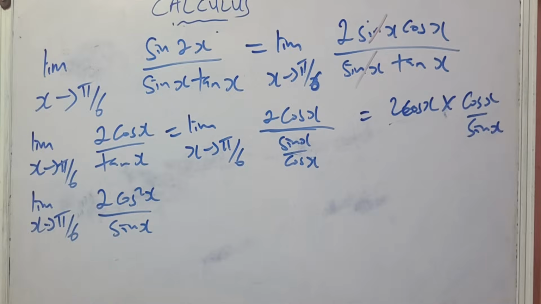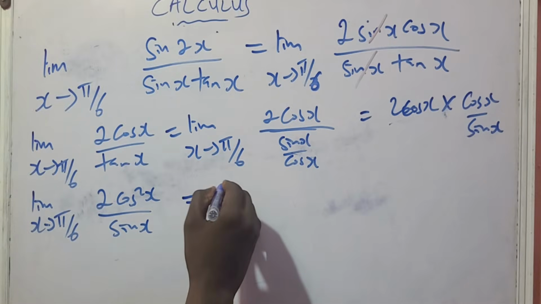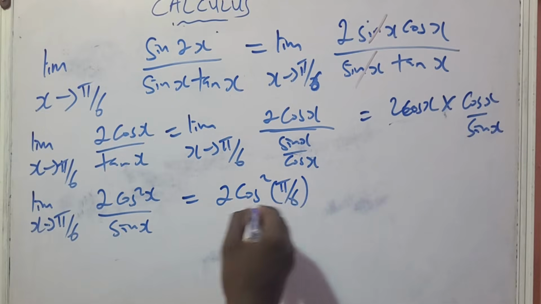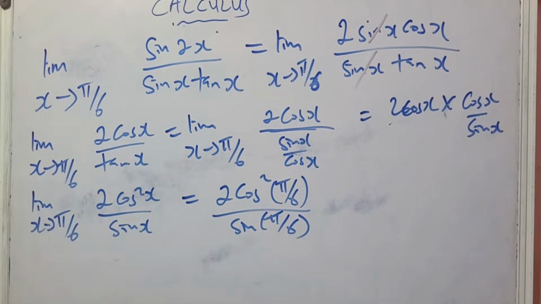All right. Now that I have simplified this in such a way that it's far easier to fill in my values of pi over 6, I want to go on now to fill in those values. That will be 2 cos square pi over 6 over sine pi over 6. I told you already, this is the first thing you want to do. You want to fill in your values inside.